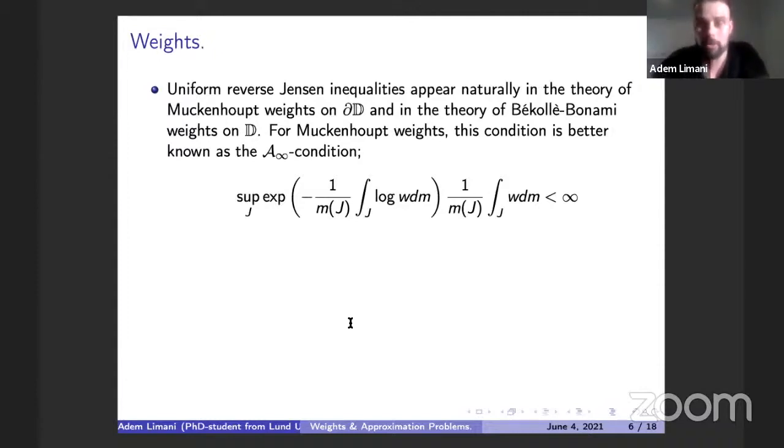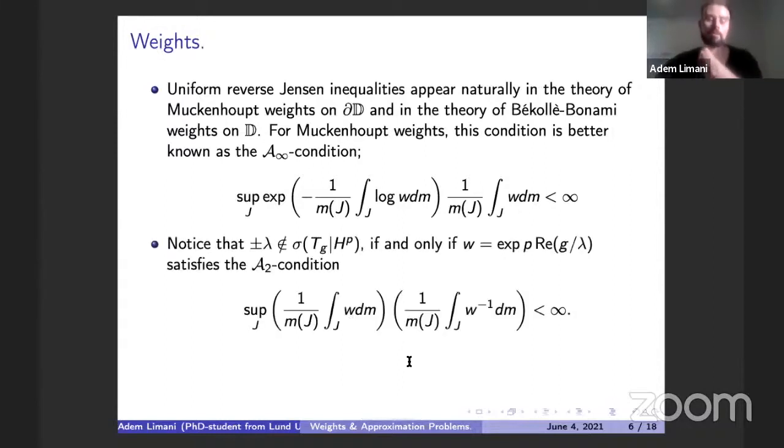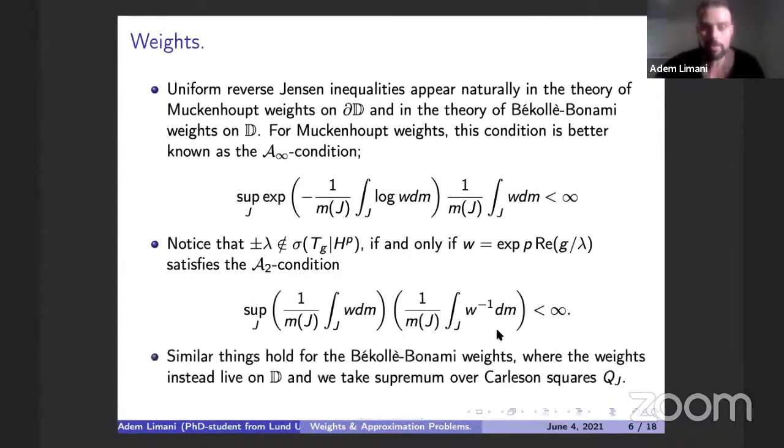And there is one more important observation that we will use later. It is the following. Note that if plus minus lambda, because remember lambda was in the exponent, does not belong to the spectrum, then in fact this condition reduces to the A2 condition. It's some sort of symmetry that we will come back to later on. And in a similar way for Békollé weights as well, but now the weights live on the disk and we take the supremum over Carleson squares.